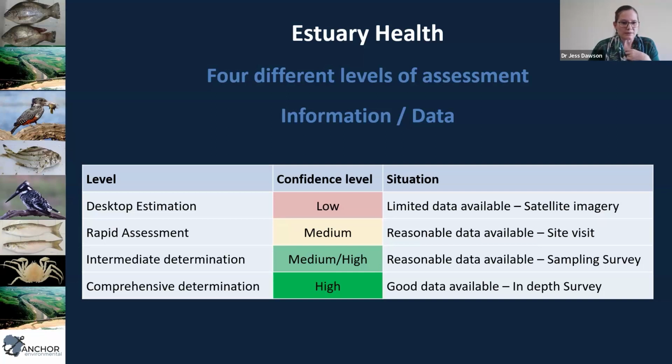So it's all about the level of data, the time available, and your funding, unfortunately. But how much information you get determines the level of the estuary health assessment that you can do.